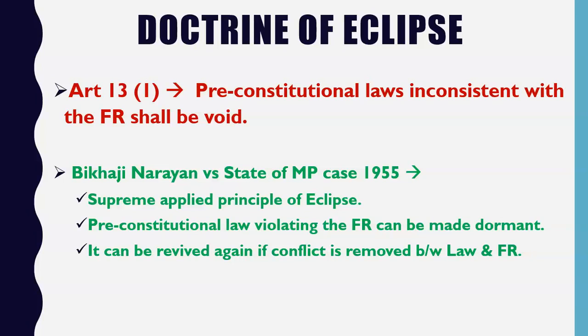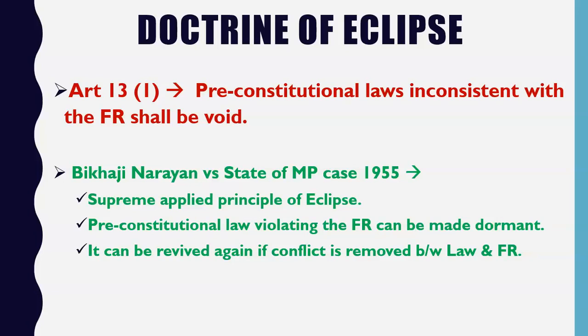Now friends, then comes the Bhikaji Narayan versus State of Madhya Pradesh case, 1955. In that case, the Supreme Court applied the principle of eclipse. Now what is this principle of eclipse? The Supreme Court said that a pre-constitutional law violating the fundamental right can be made dormant. So what was the Supreme Court saying?